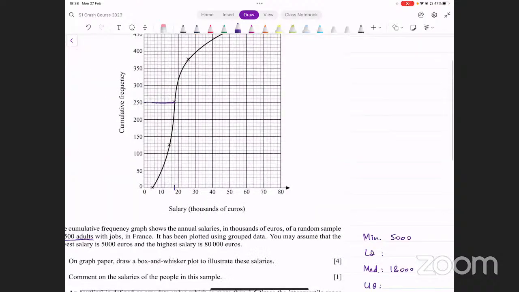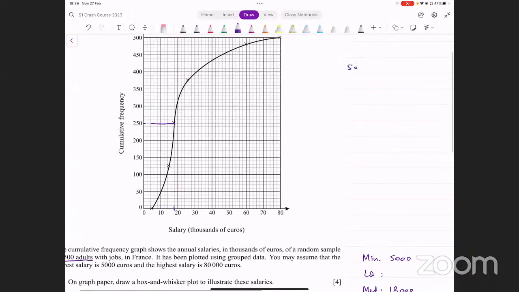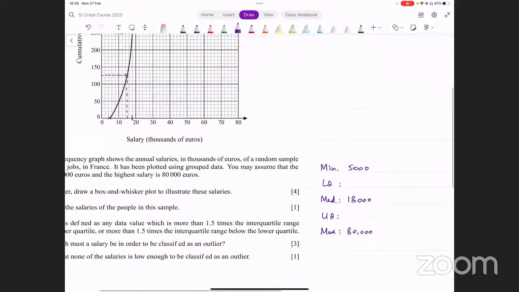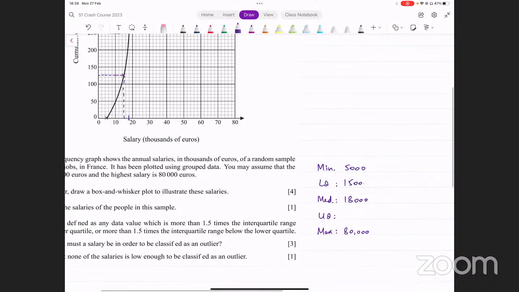Then lower quartile, again, 500 over 4. That's going to be where the lower quartile is, which is 125th value. You can see what the value is at 125. At 125, you have 15,000. That's your lower quartile. All right, so this is going to be a lower quartile, 15,000.